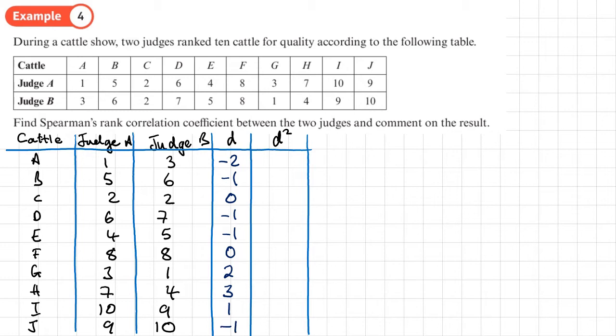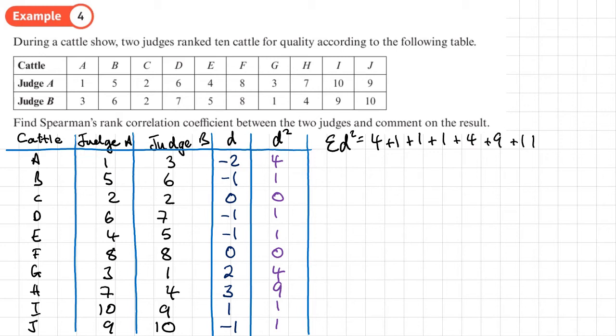And now we're going to square those values. So we'll have 4, 1, 0, 1, 1, 0, 4, 9, 1, 1. Now we're going to find the sum of those differences squared. So it's going to be 4 plus 1. I'm going to leave the zeros out. Plus 1 plus 1 plus 4 plus 9 plus 1 plus 1. That gives us a value of 22.